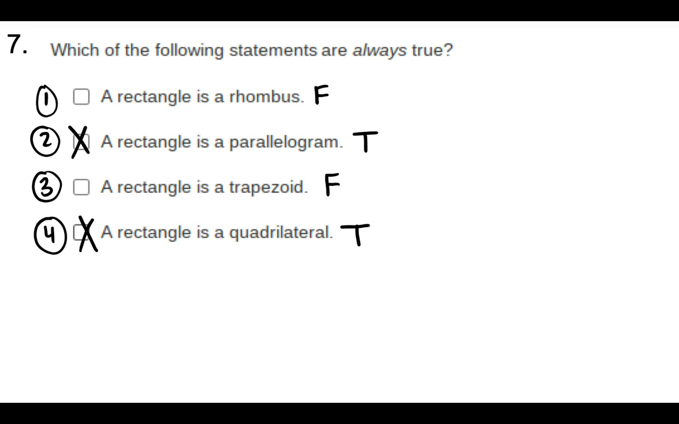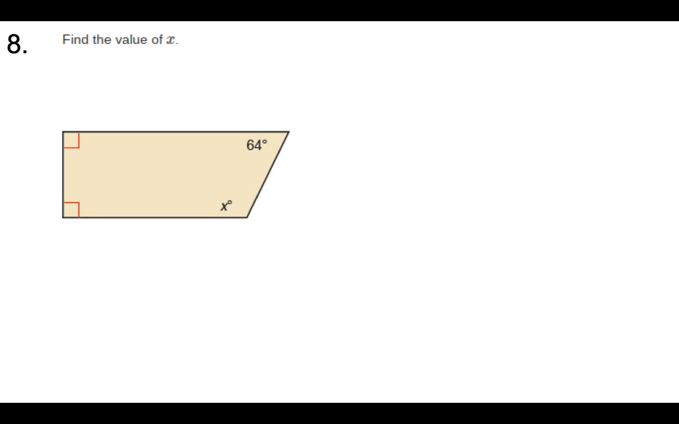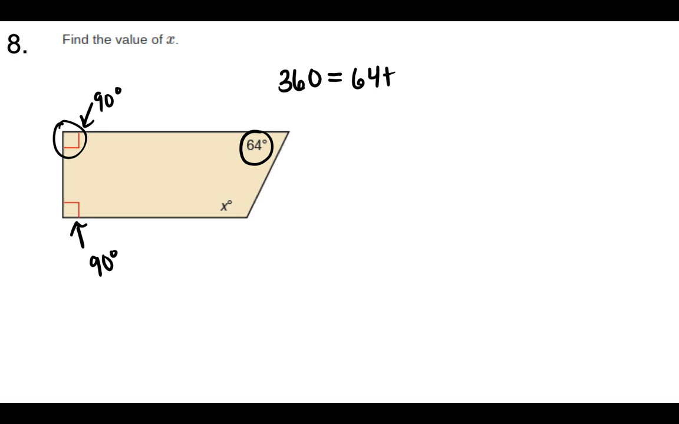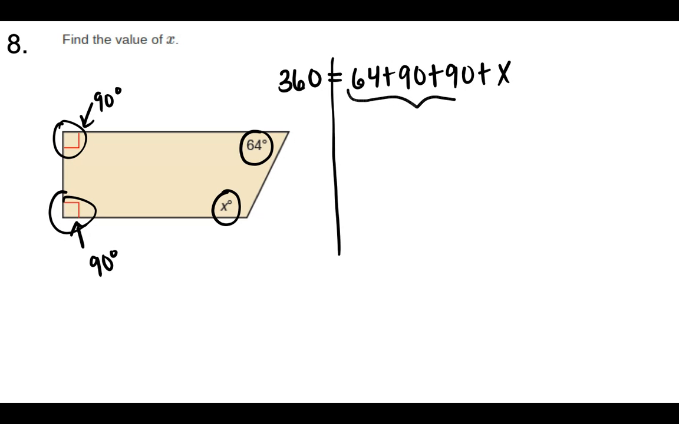Okay, let's move on. Number 8, find the value of x. So go ahead and find the value of x for this quadrilateral. Okay, so remember, all the angle measures of a quadrilateral add up to 360. So our equation is going to be 360 equals 64 degrees plus, remember, a right angle equals 90 degrees. Okay, these equal 90 degrees. So plus 90 degrees plus the third angle, 90 degrees, plus our fourth angle, which is x. Okay, combine your like terms. We're going to add all these numbers together.